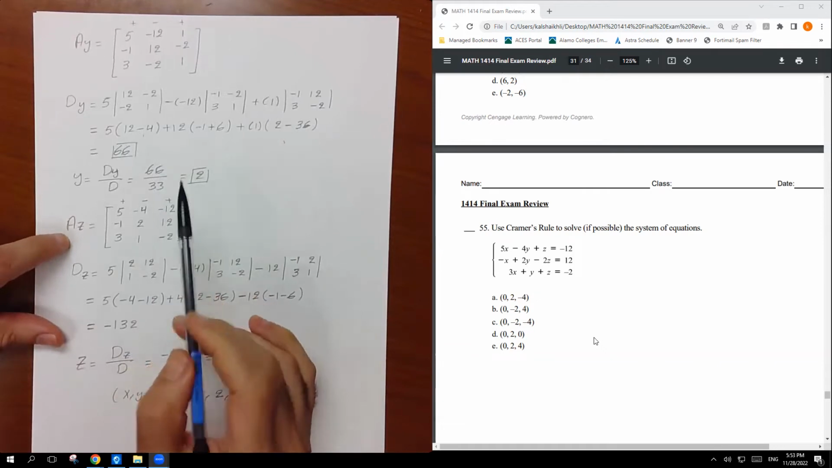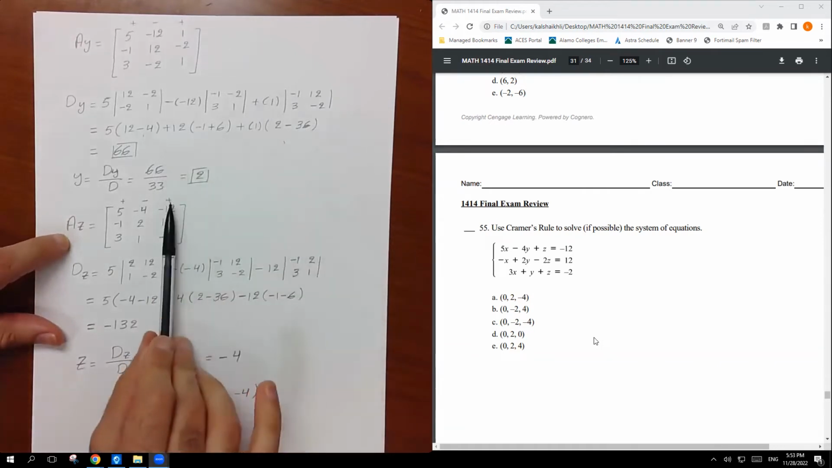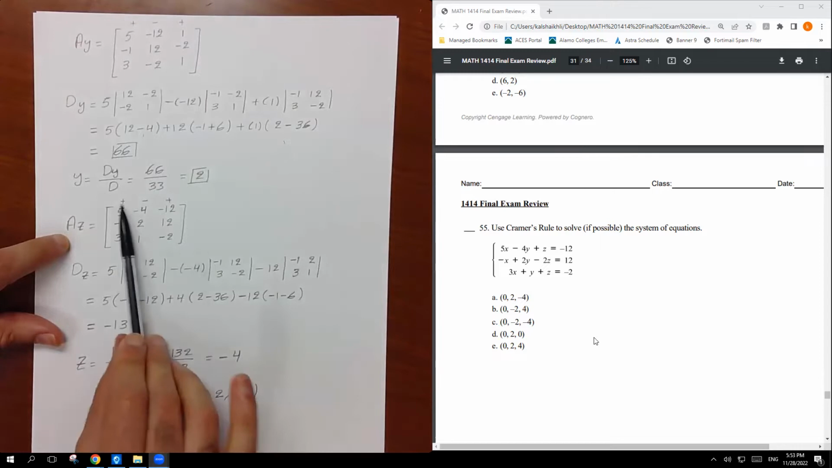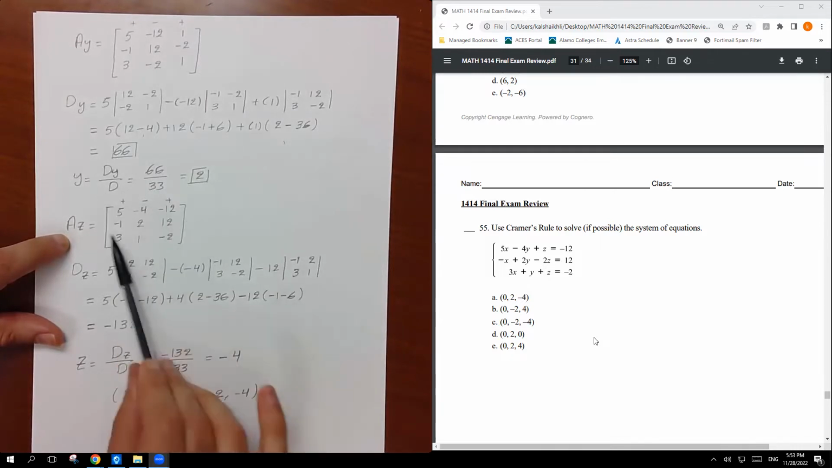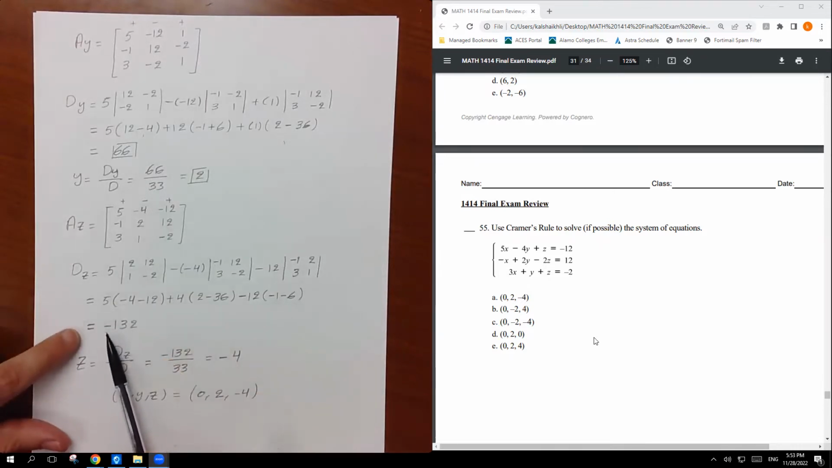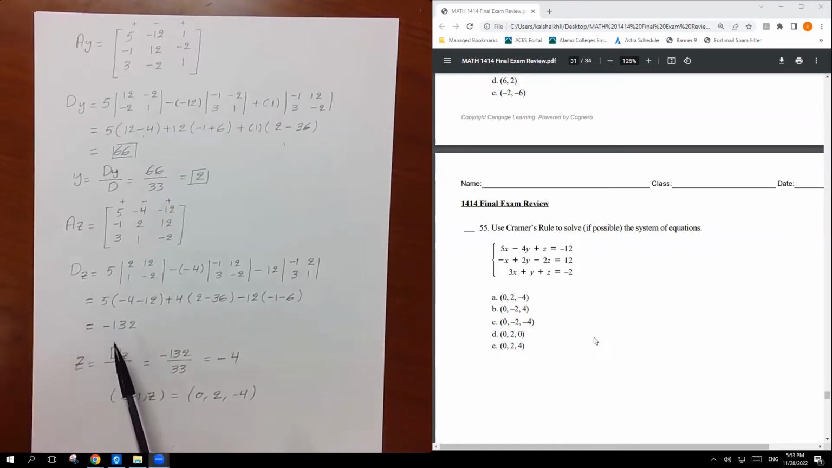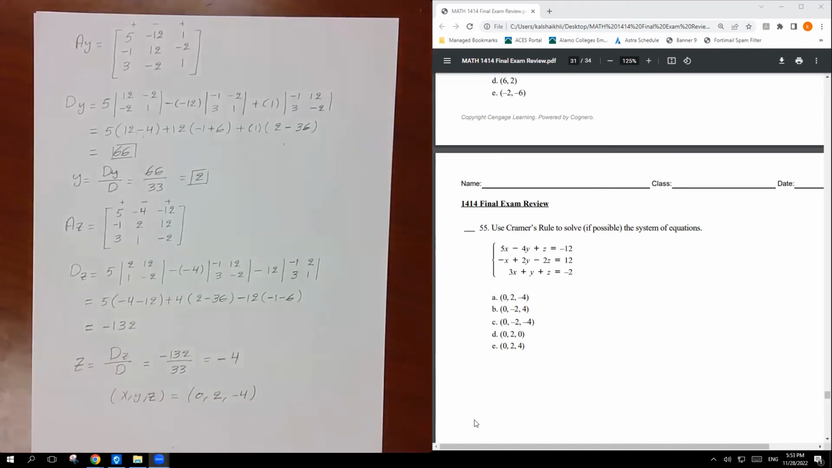A sub Z, we're going to change B with the third column of the matrix A. Plus minus a plus, find the determinant is going to be negative 132. That means Z is going to be D sub Z divided by D, which is equal negative 132 divided by 33 is going to be equal negative 4. That means our solution is going to be 0, 2, and negative 4. So we're going to choose A for this example. That's it.